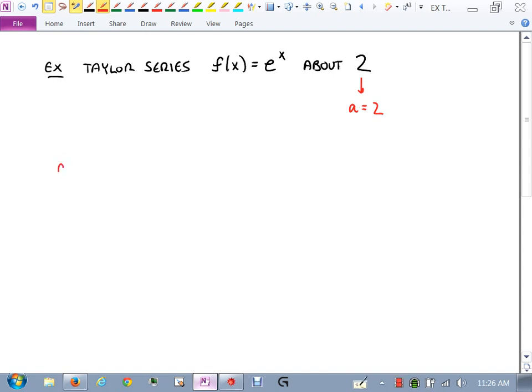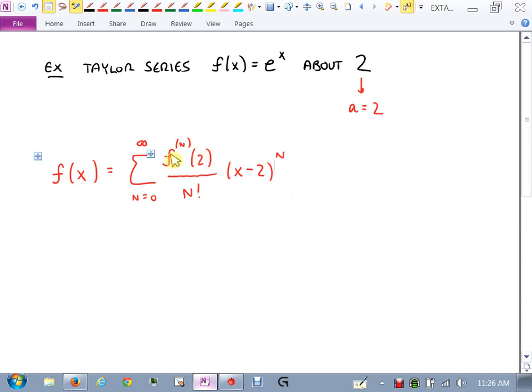The formula tells us that this will be the sum from n equals 0 to infinity, so that doesn't change. We still have the nth derivative, but instead of at 0, it's at 2. And then we have down here still n factorial. That never changes. But instead of x to the n, we have x minus 2 to the n. So what you have to figure out now is what's the nth derivative of f evaluated at 2 instead of 0?